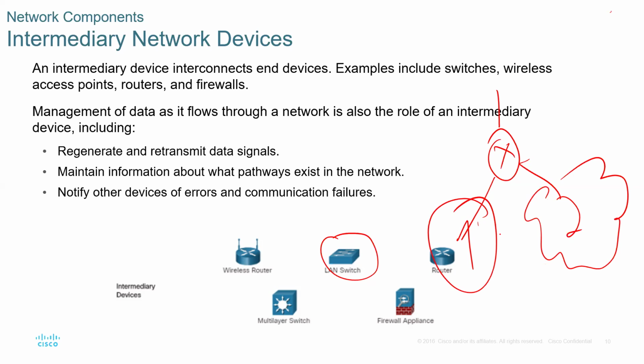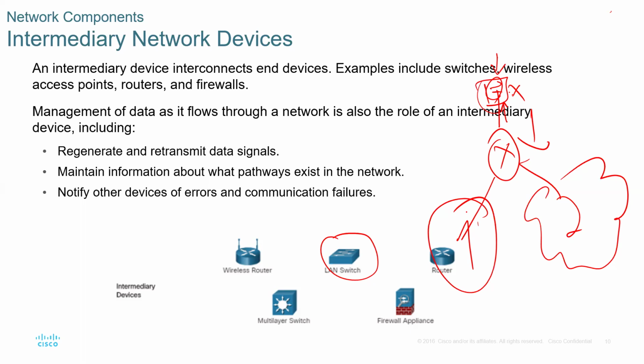We have firewalls, security. Once I say a firewall here, what's the symbol for a firewall? It's also like this. Once I say a firewall here, it means information goes through the firewall so that it is secured. If it is a security risk to our network, it gets blocked. That's another intermediary device.